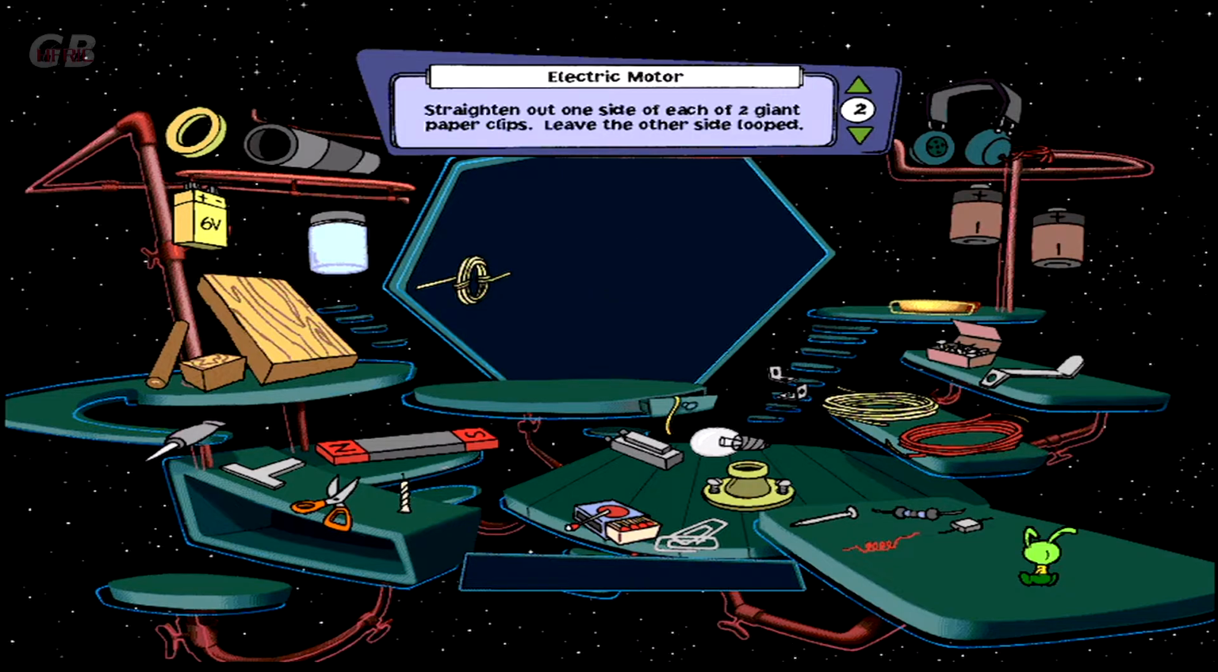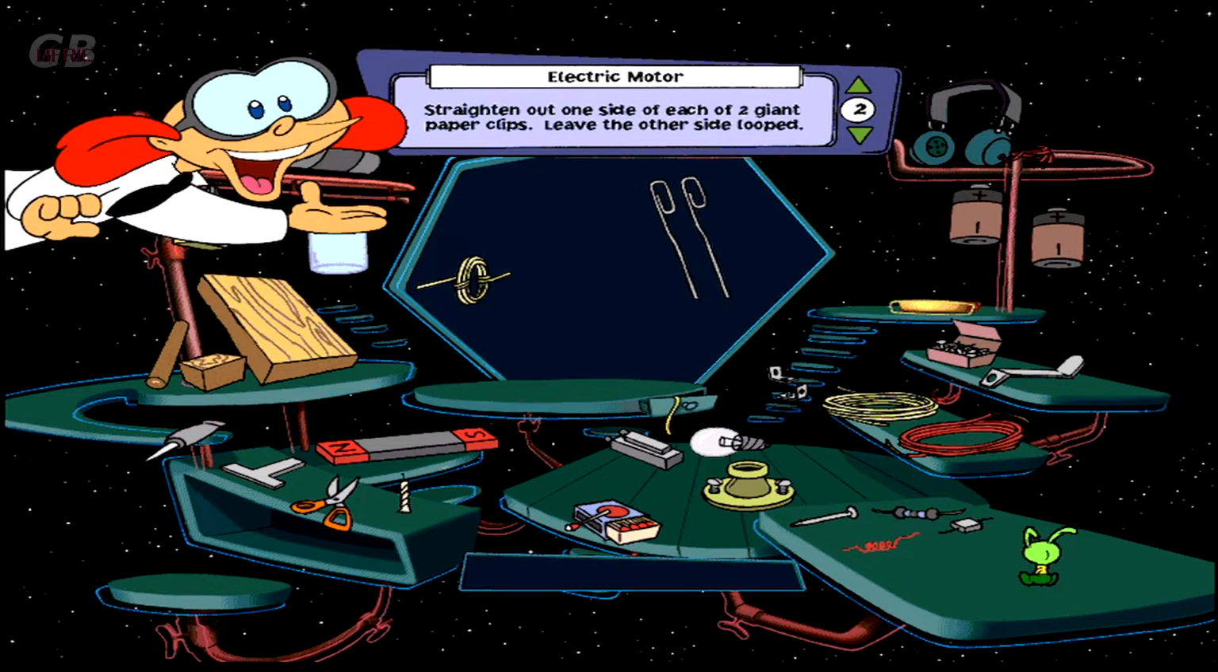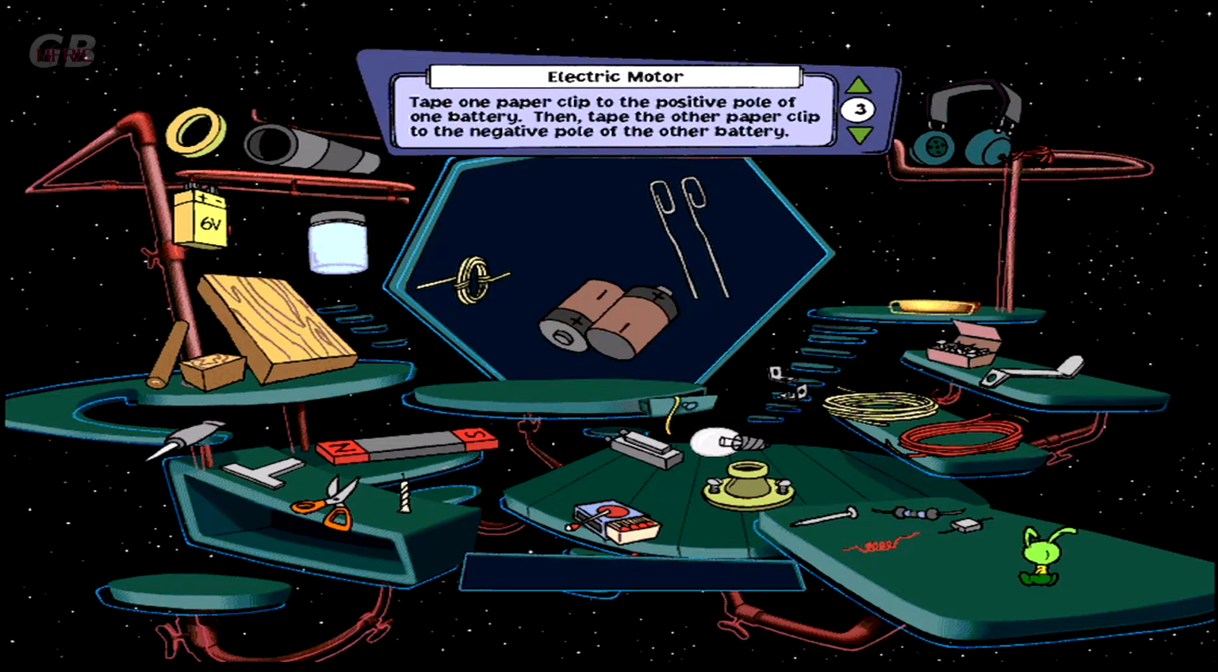Straighten out one side of each of 2 giant paper clips. Leave the other side looped. To do this, drag both paper clips to the center screen. Now I will move the batteries into position. Watch very carefully. Tape the paper clips to the batteries so that one paper clip is taped to the positive pole of one battery while the other paper clip is taped to the negative pole of the other battery.